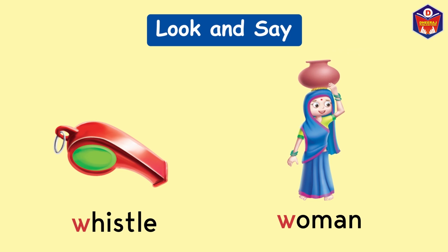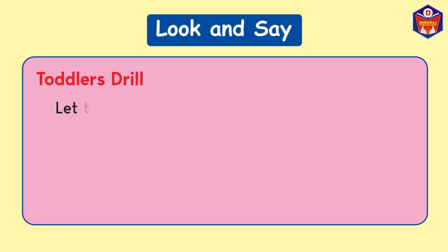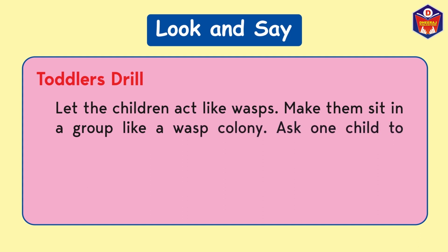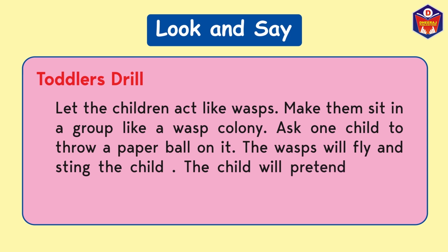Toddler's drill. Let the children act like wasps. Make them sit in a group like a wasp colony. Ask one child to throw a paper ball on it. The wasps will fly and sting the child. The child will pretend to feel pain and cry.